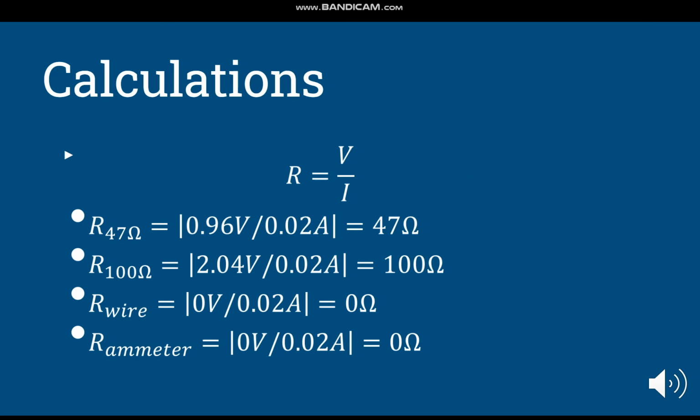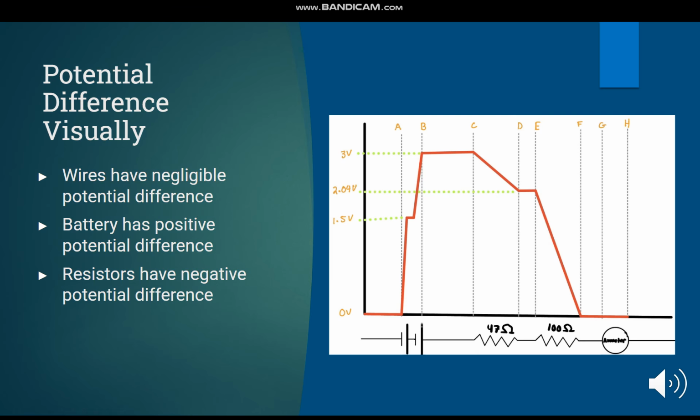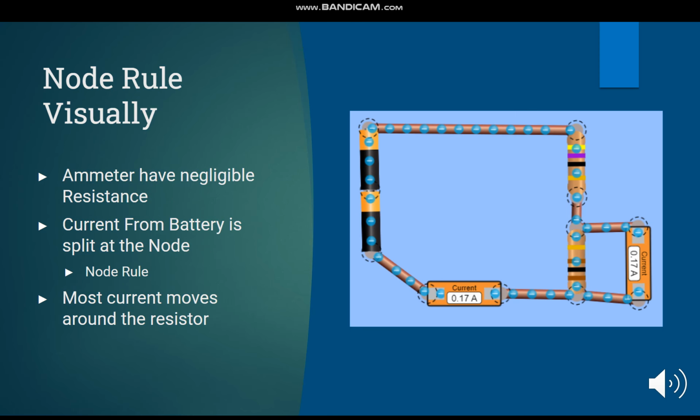So for calculations, we just use Ohm's law, and we found these values. The first resistor, which would be 47 ohms, and the second resistor 100, and then the wire and ammeter would be 0 ohms. So the potential difference visually, we have our graph to the right. Wires have negligible potential difference, and battery has a positive potential difference, and resistors have negative potential difference. An important thing to note here is the delta V round trip ends up being 0.